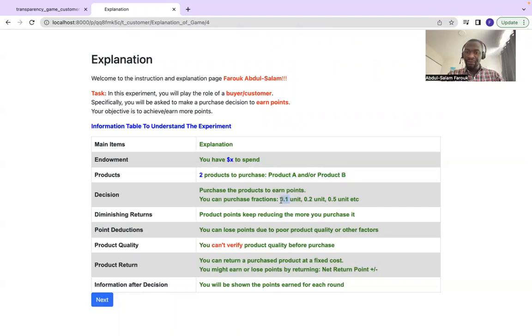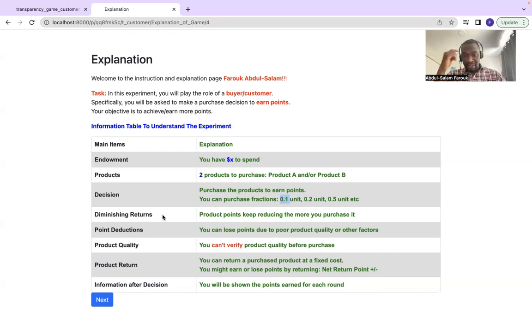And you can decide to purchase fractions of the goods, half a good, less than a unit, everything is allowed. It's basically up to you in terms of the decision-making process. Now, the law of diminishing returns, as I explained earlier in the other experiment, basically says that the more you buy a particular good, your satisfaction from that good tends to reduce. And with that comes the reduction in the points. So just understand the diminishing returns. Hopefully, when I move to the next page, you tend to see how the diminishing returns tends to play out.